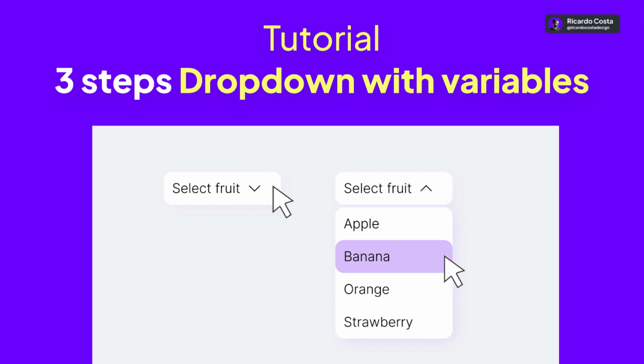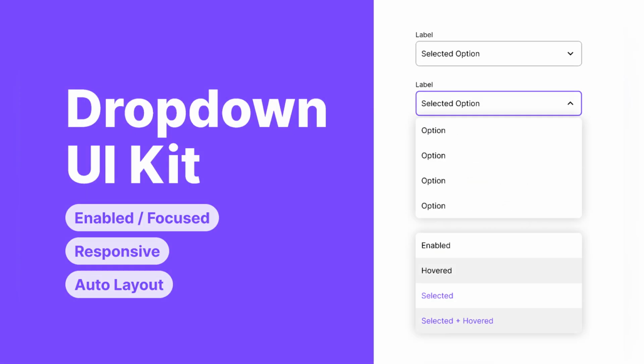Next, assemble your list by duplicating the option layer as many times as needed. Wrap all the options in a vertical auto layout frame named Menu. A pro tip here, set the width of each option to fill container so they automatically match the menu's width. Combine the header and menu into a single component.